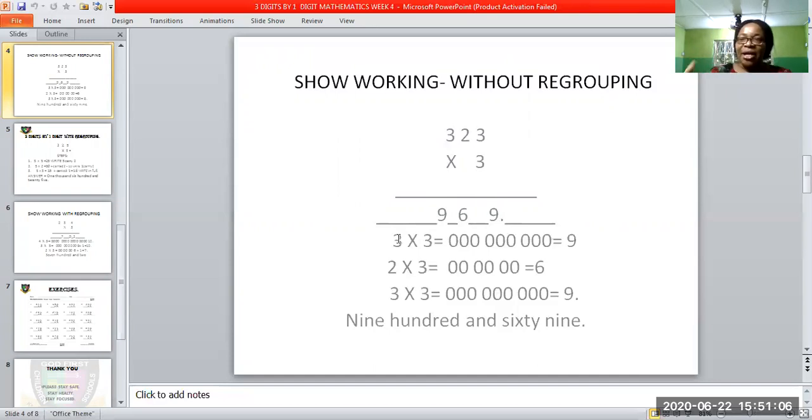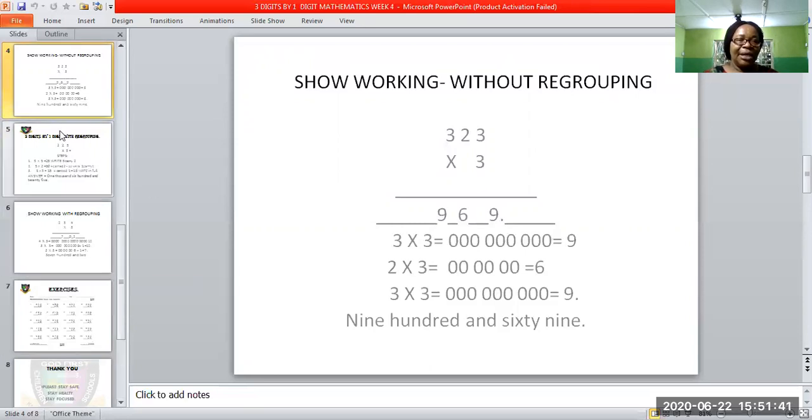What do we do? Count. 3 in 3 groups will give you 9. That is 3 times 3. 2 times 3, 2 in 3 groups will give you how many? 6. And 3 times 3 will give you what? 9. 3 in 3 groups. Therefore, our answer is 969. Do not forget that your answers should also be written in words. Are we clear? Do you understand?